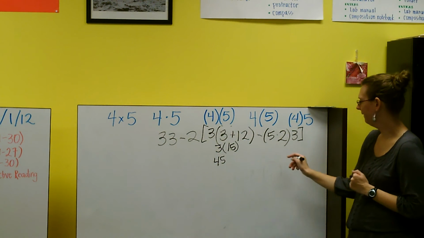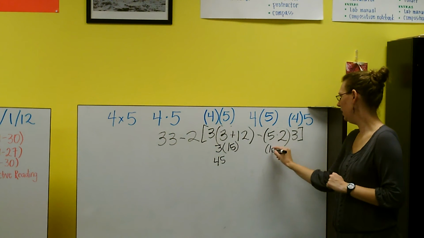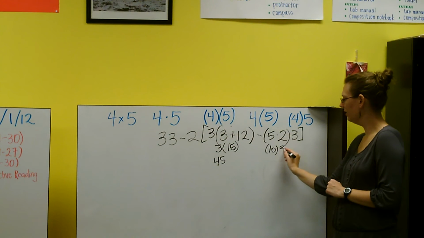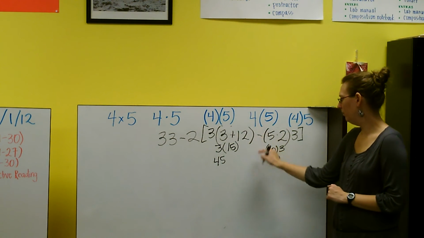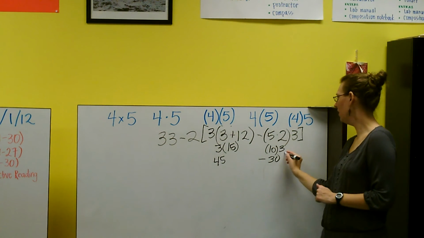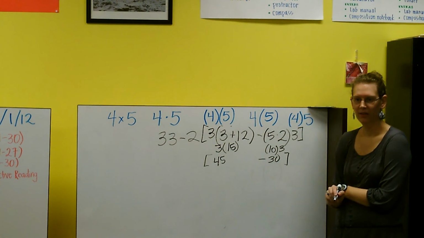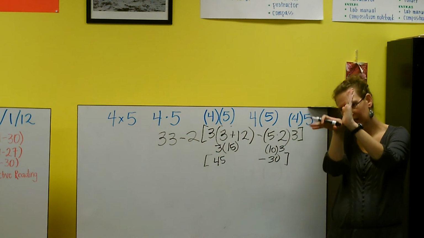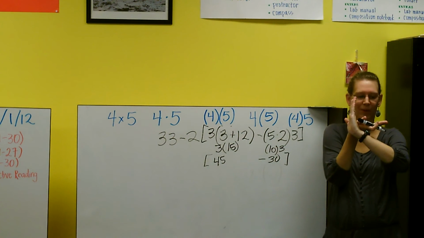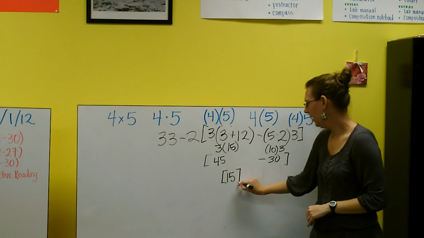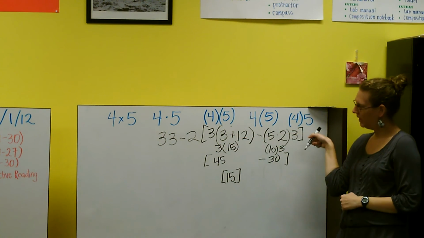Okay, what do you get? 10. Take it a step further for me. 10, 30. Good. Minus. Right? This is all 4 times inside my brackets. 45 minutes minus 30 minutes. How many minutes you got? 15 minutes. So 15 is what ends up being inside my bracket.